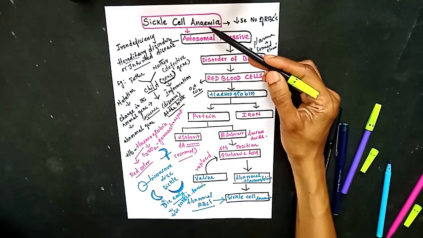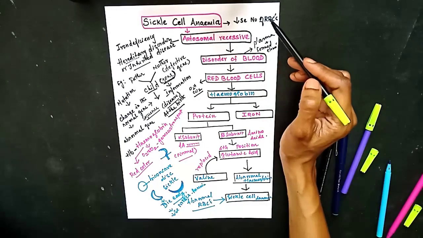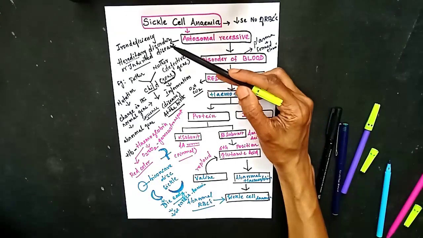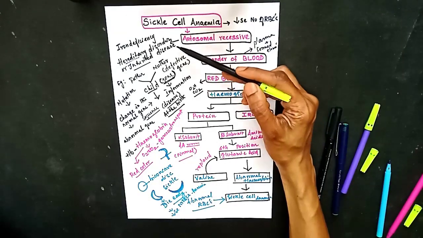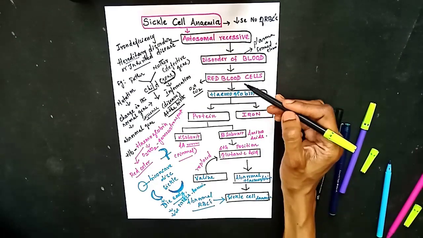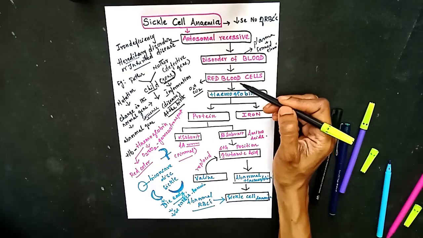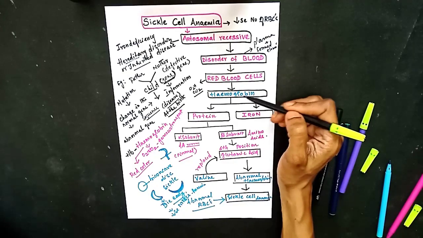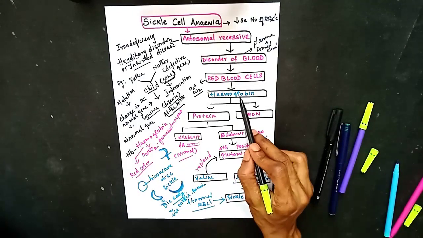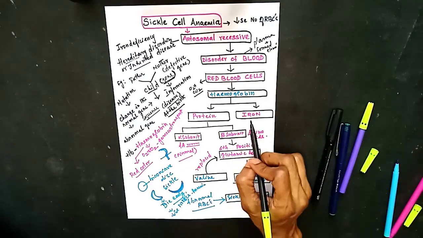Quick revision: sickle cell anemia. Anemia means a decrease in the number of RBCs. Sickle cell anemia is an autosomal recessive disorder. You call it a hereditary disorder, or an inherited disease. It is a disorder of the blood that affects the red blood corpuscles. Inside the red blood corpuscles you have hemoglobin, which helps in oxygen and carbon dioxide gaseous transport. It has two parts: the globin part is the protein part and the heme part is the iron part.